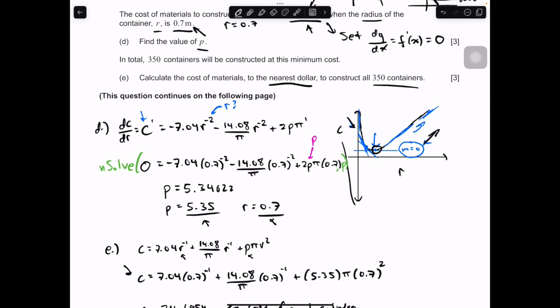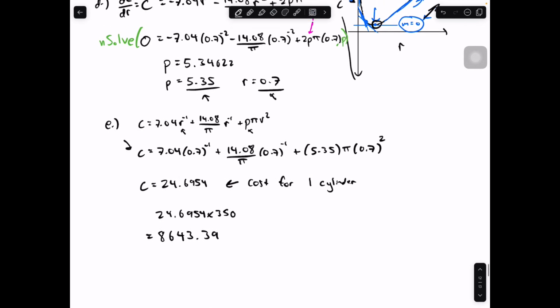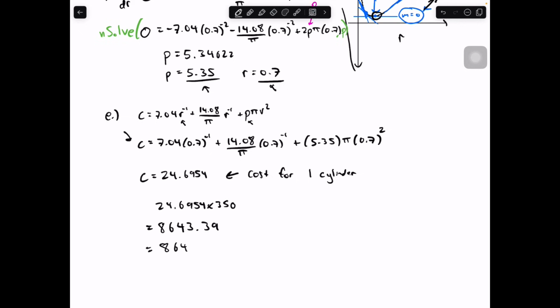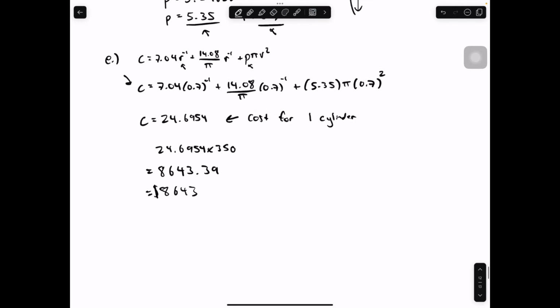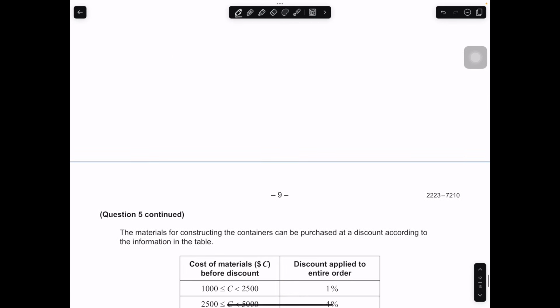Here, once again, often not a bad idea to check, especially on paper 2, but in general, especially on financial mathematics questions or when it comes to monetary amounts, nearest dollar. So $8,643. All right, that is how much it would cost for 350 cylinders. Let me just make sure this is all good. 6954 looks good. 54. Okay, good. Yeah, let's leave that one just like that. I think that's good.